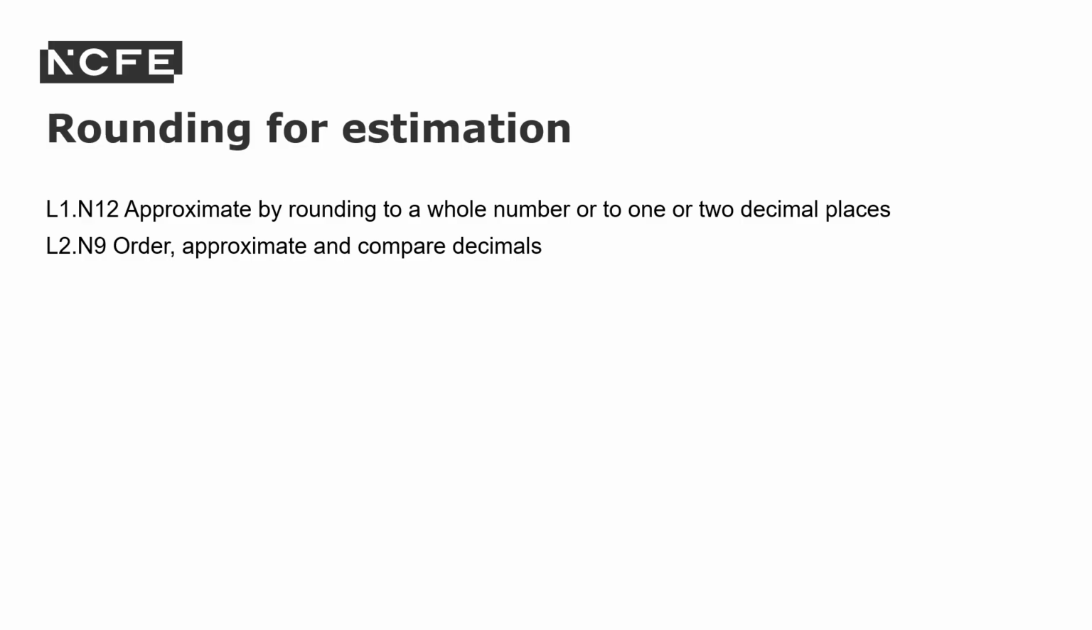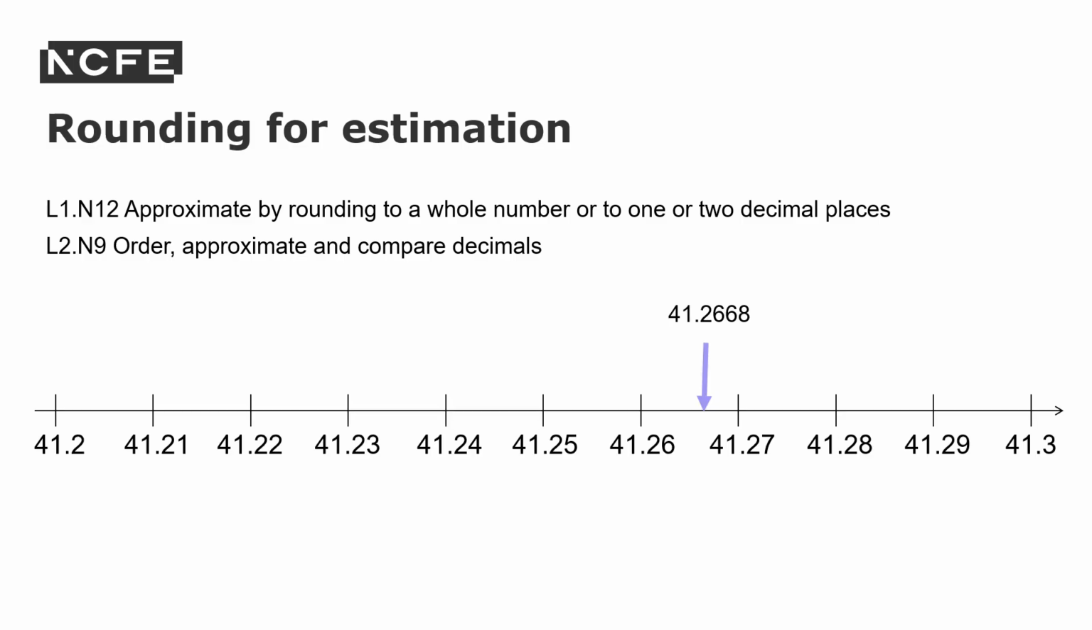At level 1 and 2, we have subject content statements that are assessed separately to check questions. These are approximate by rounding to a whole number or to 1 or 2 decimal places at level 1, and at level 2, order, approximate and compare decimals. Now, you might teach this by using a number line. In this case, we're going to round our number. We've got our number there, 41.2668, and we're going to round it to 2 decimal places. So that's a level 1 skill.